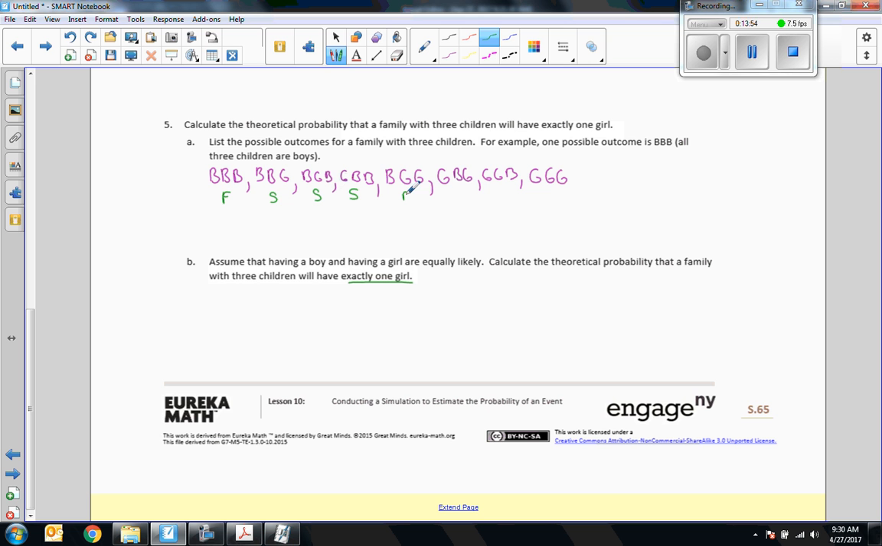Success. 2 girls is a failure. And 3 girls would be considered a failure if we want exactly 1. So here are our 3 successes. So the probability of exactly 1 girl is 3 out of our total of 8 outcomes. So the probability of 1 girl equals 3 eighths.